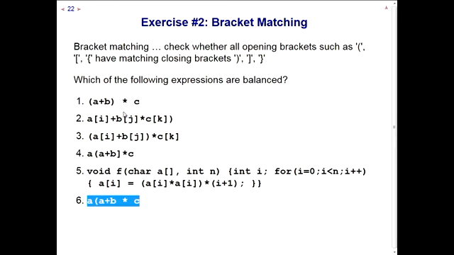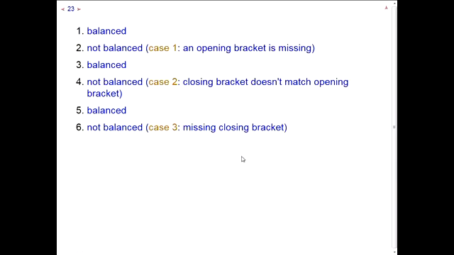So we have 3 cases. Here we have a closing parenthesis that doesn't have an opening. Here we have a mismatch, and here we have an opening parenthesis that doesn't have a closing parenthesis. So half the expressions, as we have seen, were balanced, and the other half was not balanced.